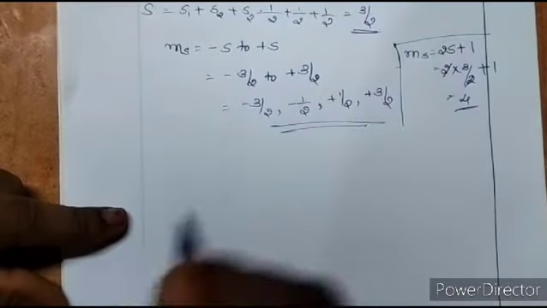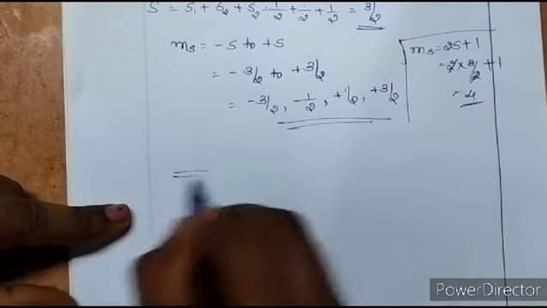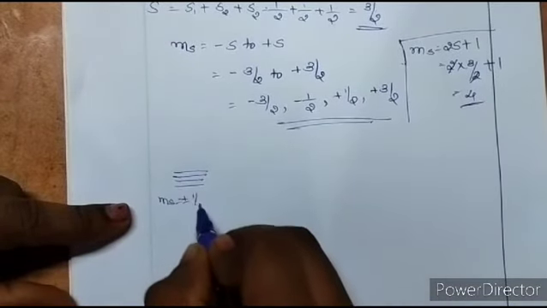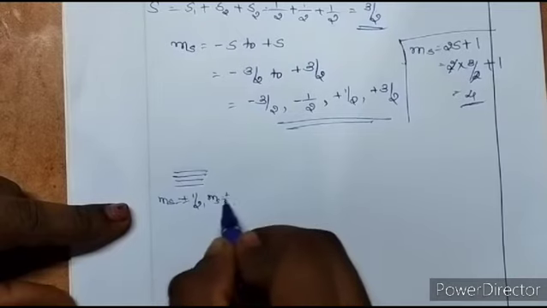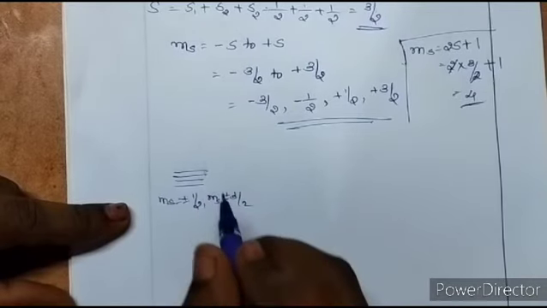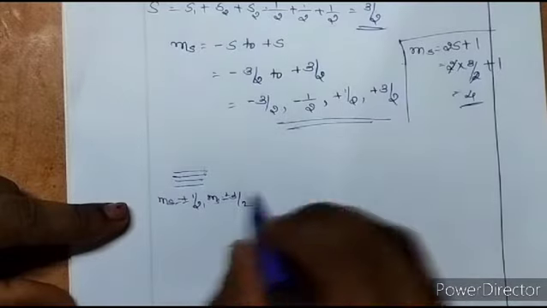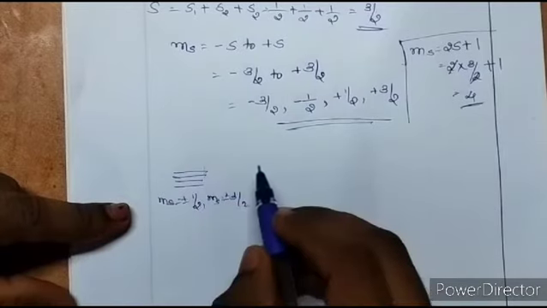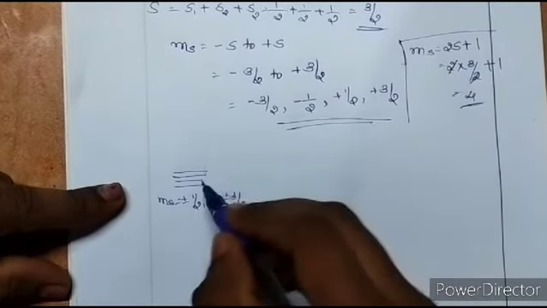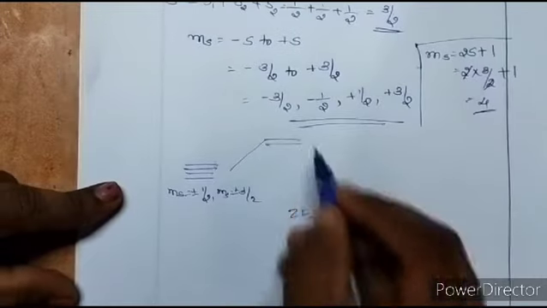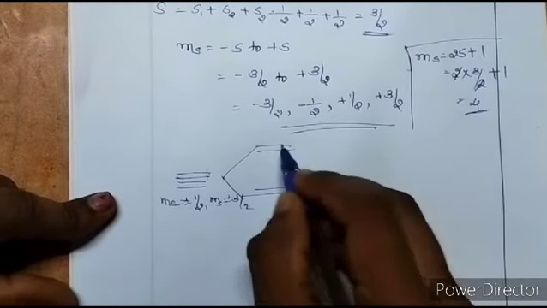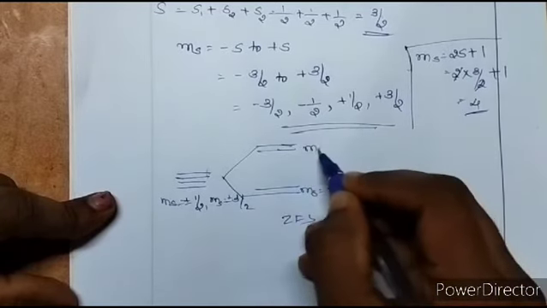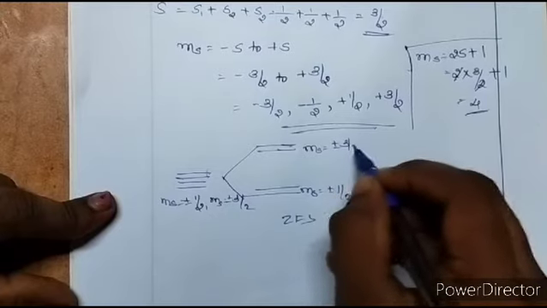Let me write the energy level diagram. 1, 2, 3, 4. This is the ms value, plus or minus 1 by 2, and ms equal to plus or minus 3 by 2. All the 4 levels are degenerate initially. Now, because of zero field splitting, what happens? There will be a splitting of the ms levels. It will split like this. This is ms equal to plus or minus 1 by 2, and this is ms equal to plus or minus 3 by 2.